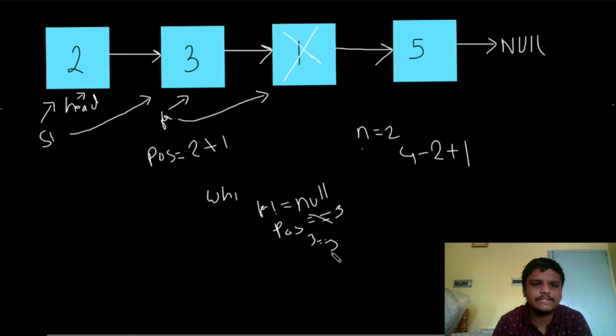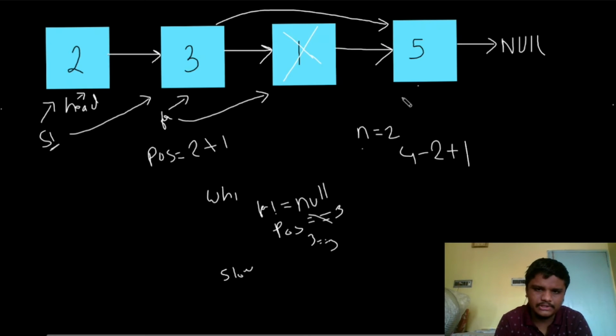When this condition is satisfied, we have the slow pointer currently pointing to 3. Now we need to move the next of this node over here to this node. So slow of next will be pointing to the fifth node, while the first pointer's next is going to be null.